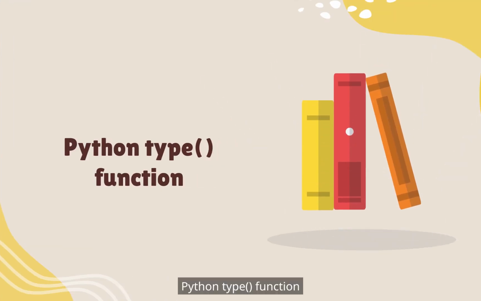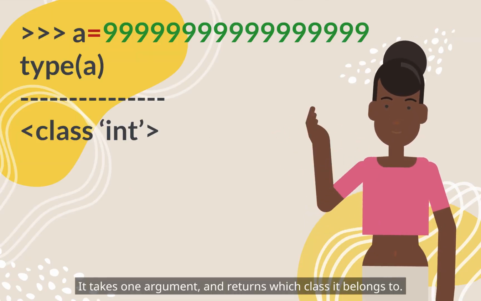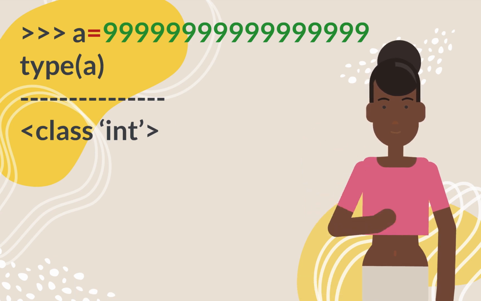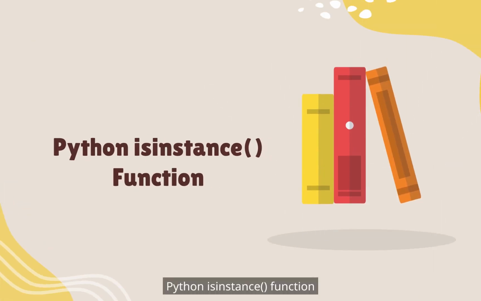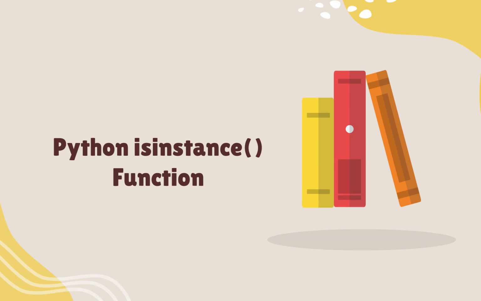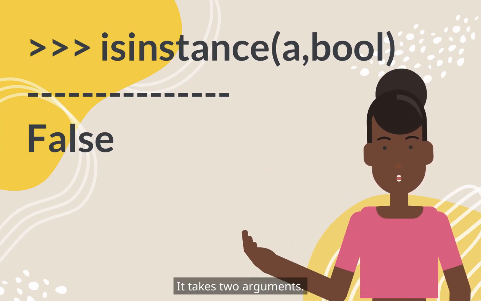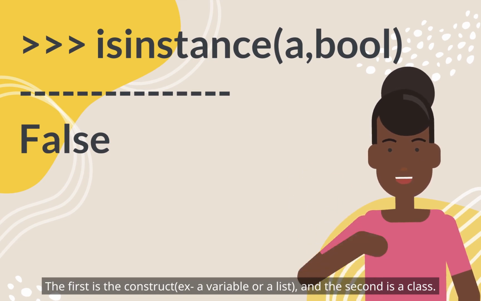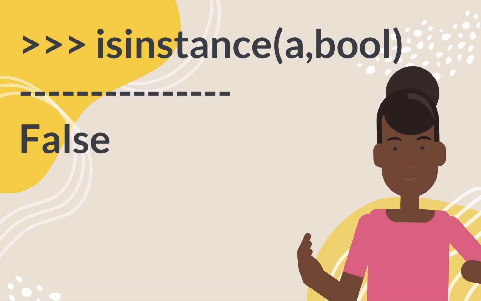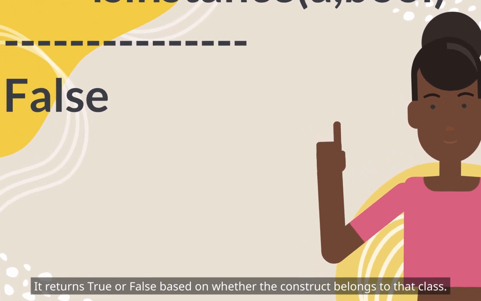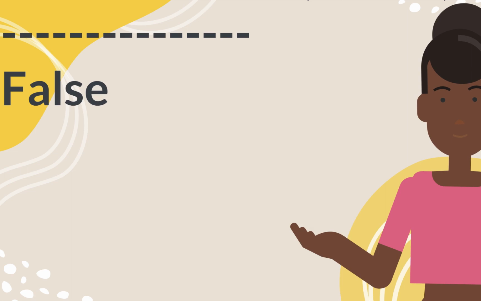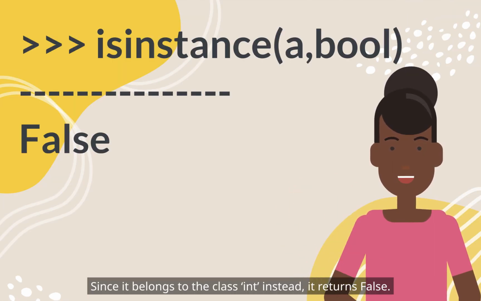Python type function. It takes one argument and returns which class it belongs to. Python isinstance function. It takes 2 arguments. The first is the construct, a variable or a list, and the second is a class. It returns true or false based on whether the construct belongs to that class. Since it belongs to the class int instead, it returns false.